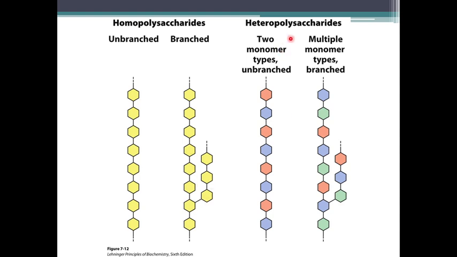The same way, heteropolysaccharides could be made up of 2 monomer types in this specific case, or more. And in case of 2 monomer types, unbranched, it's shown like this. Or it could be multiple monomer chains which are branched.